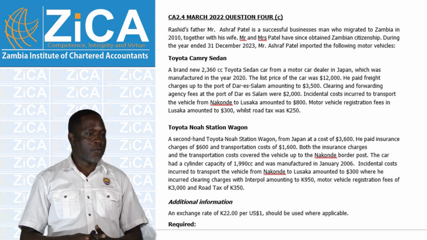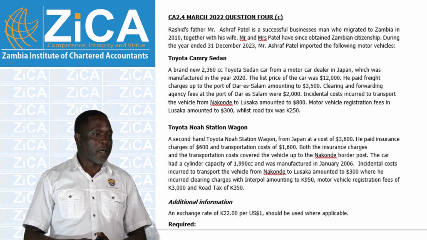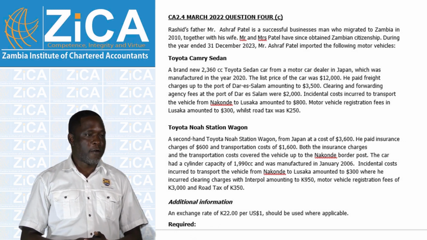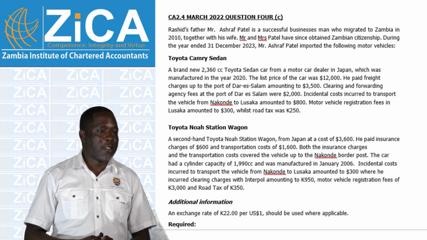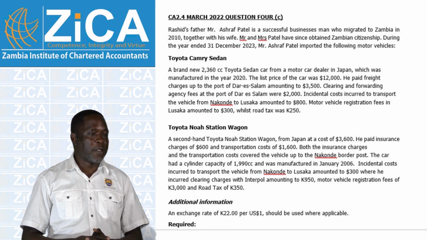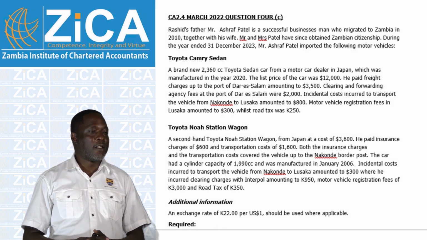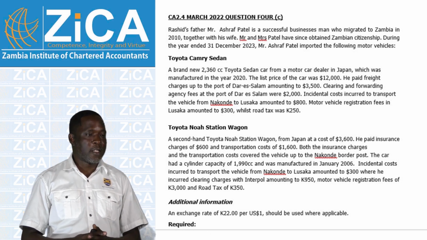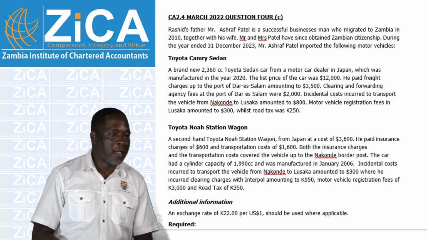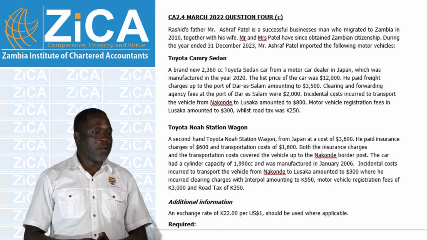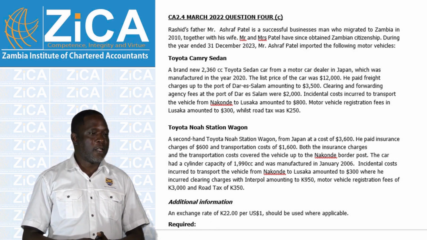So when you look at this question, the taxpayer, Mr. Ashraf Patel, purchased two motor vehicles. The first motor vehicle, the Toyota Camry sedan. The question is saying this was a brand new motor car. So the first sentence just under the Toyota Camry sedan, the question is saying he acquired a brand new 2,360cc Toyota sedan car. So that is the key.